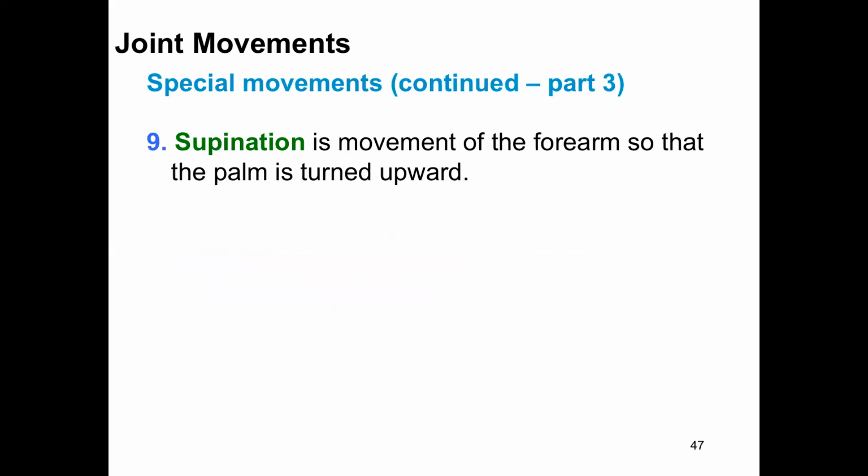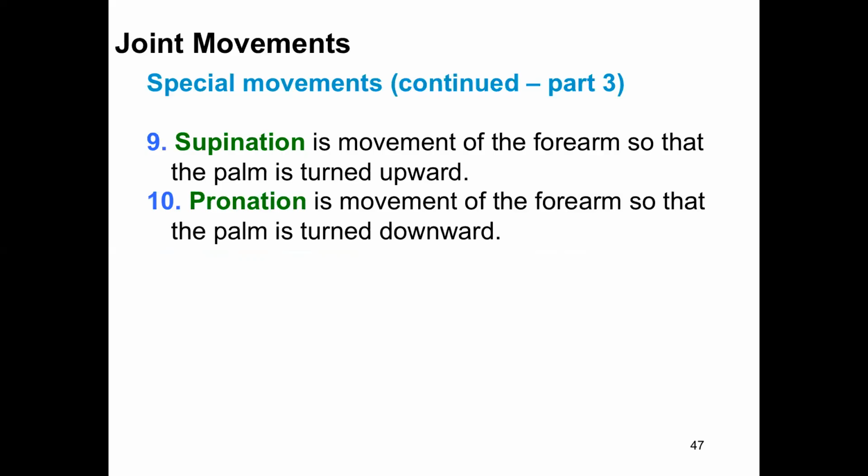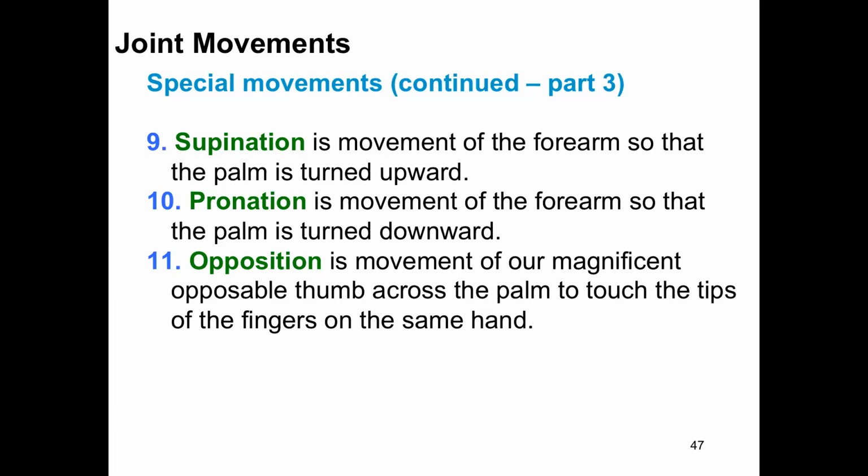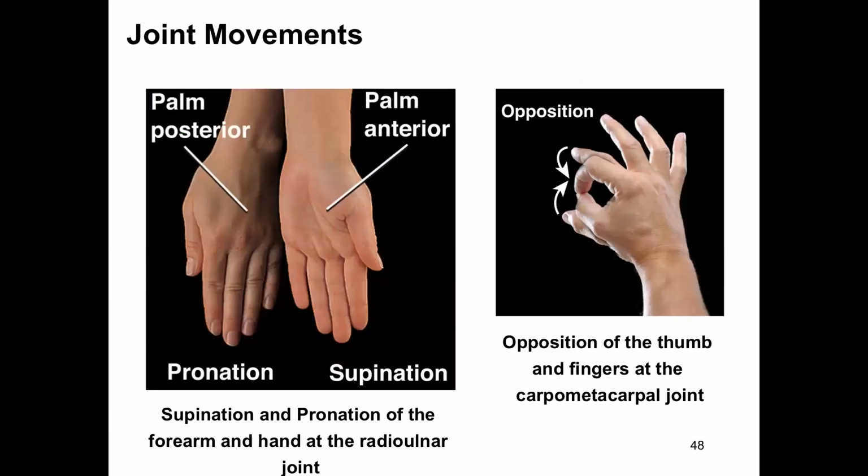Special movements 3: supination is movement of the forearm so that the palm is upward. Pronation is moving of the forearm so the palm is turned downward. Then we have opposition, the movement of the opposable thumb. This is a human thing, one of the things that makes us human. So you can hold a pen or a pencil. Here are your examples: pronation, supination, and opposition.